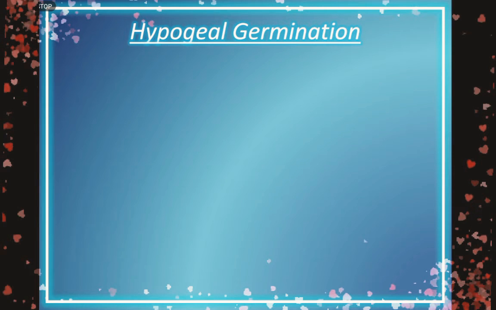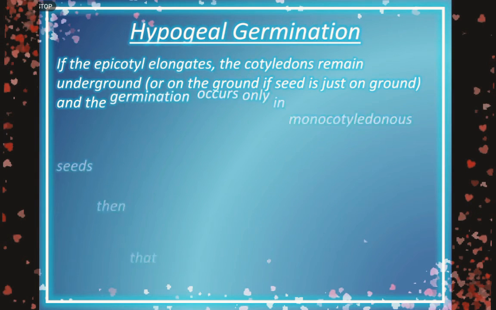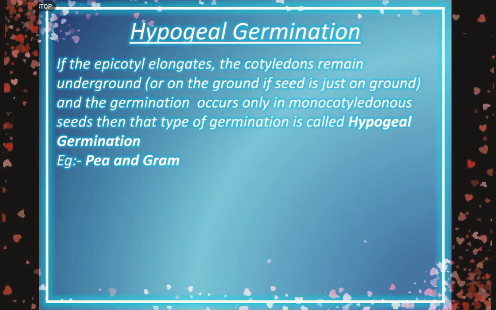Hypogeal germination. If the epicotyl elongates, the cotyledons remain underground, as if the seed is just on the ground, and the germination occurs in monocotyledonous seeds. Remember, this is very important. Then the type of germination is called hypogeal germination. Examples: pea and gram.